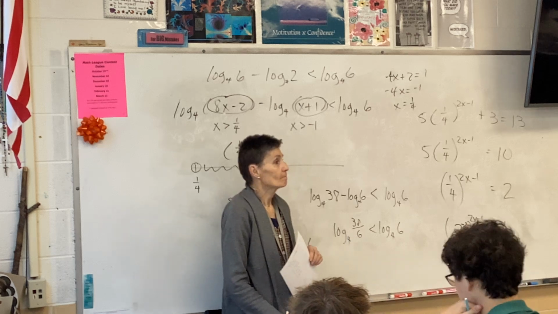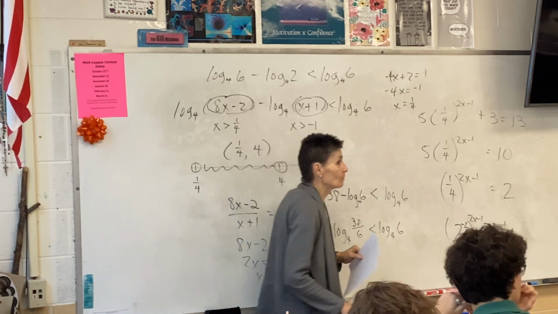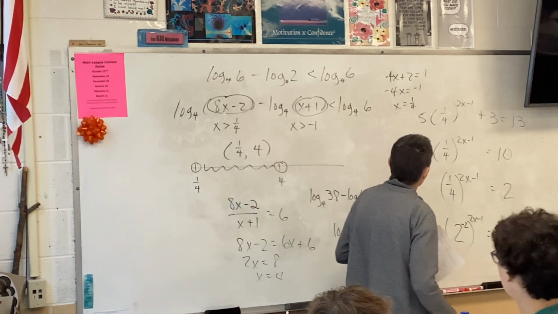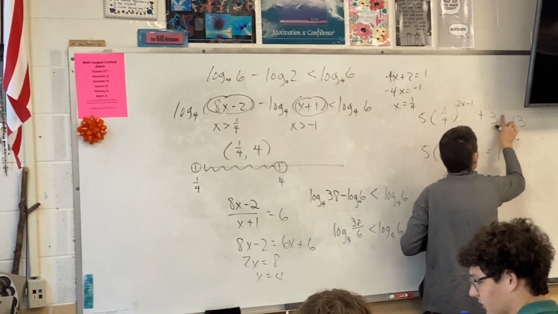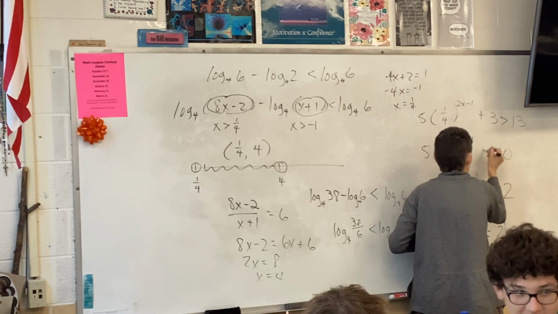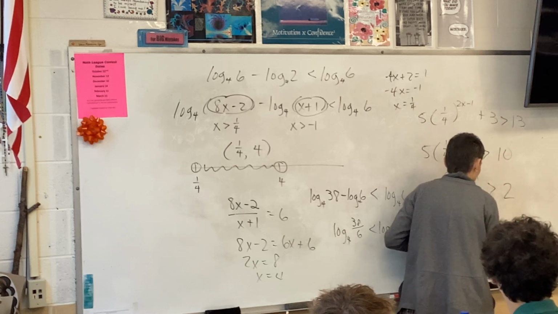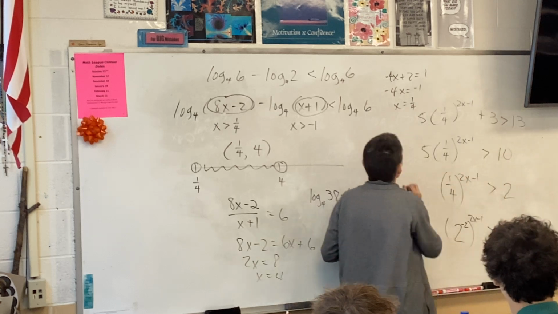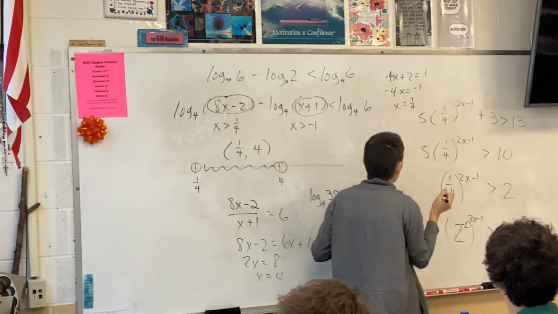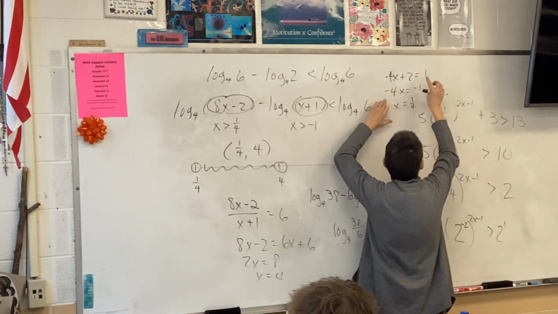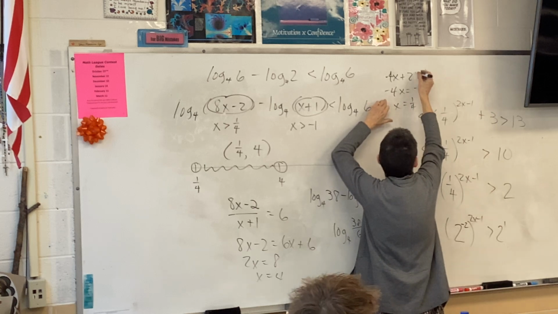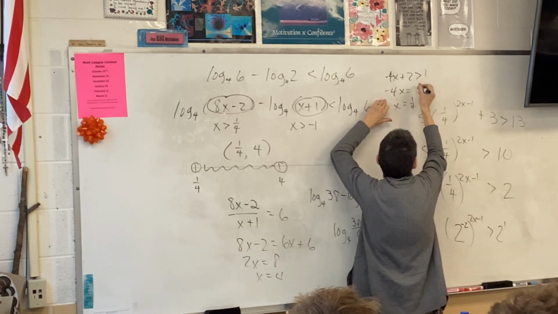Oh, it's an inequality. I'm sorry. You're right. I just solved it too. All right, so where did I get up here? Wait, am I dividing by negative? I am. I need to be careful. So negative 4x plus 2 is greater than 1.